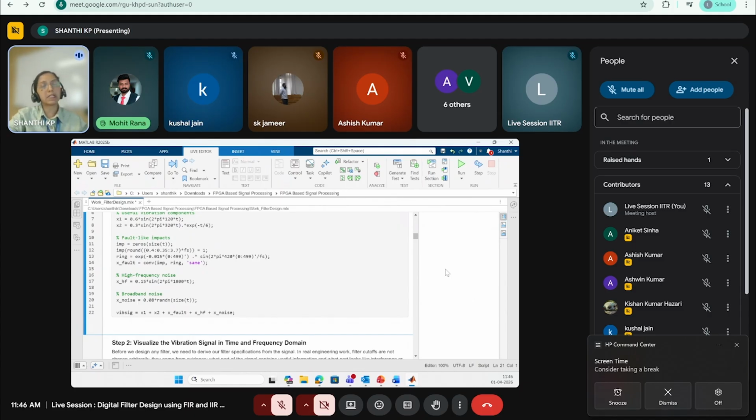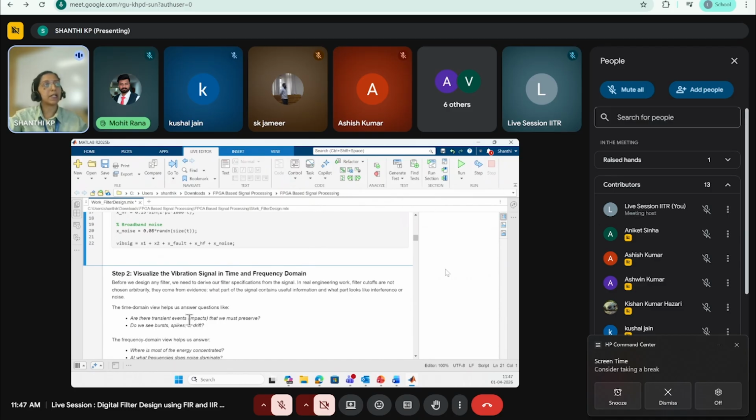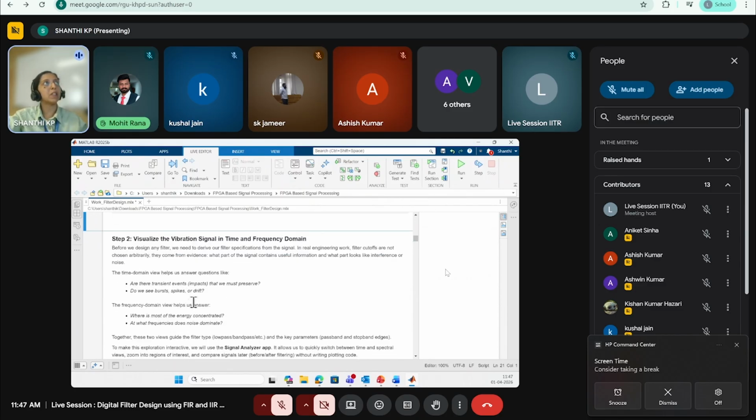Talking about the Signal Analyzer app very briefly, it allows us to quickly switch between different visualizations. We can visualize a signal in the time domain, frequency domain, or time frequency domain. And also we can zoom into a specific region of interest and compare multiple signals, even before filtering and after filtering, without writing MATLAB code. So let's visualize the vibration signal that we generated in the time and frequency domain. For that, let's open the Signal Analyzer app.